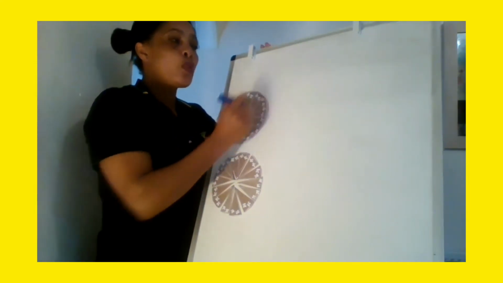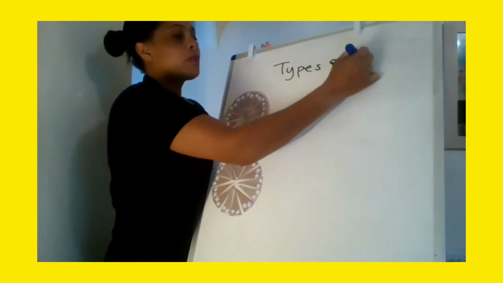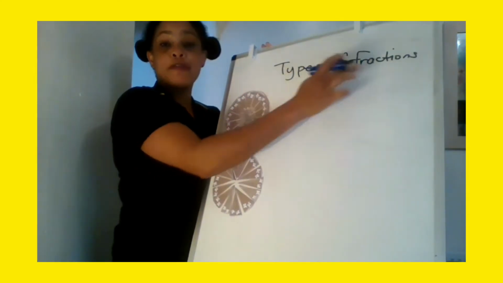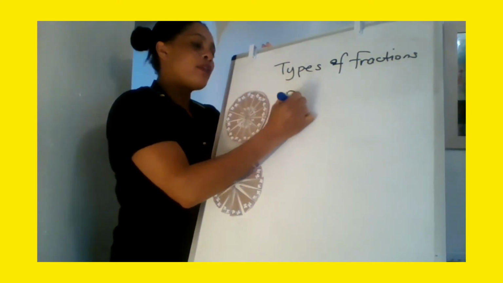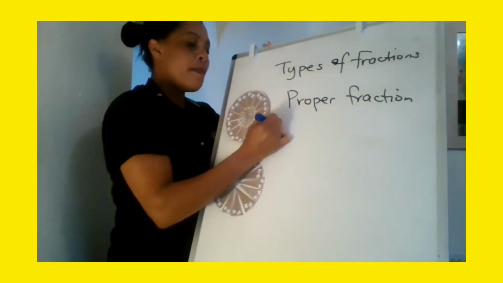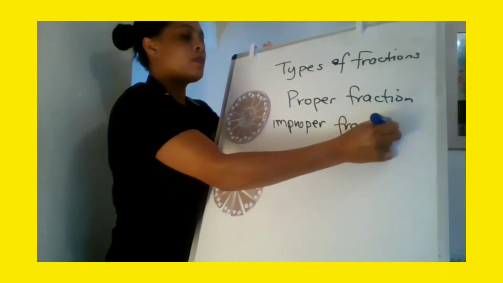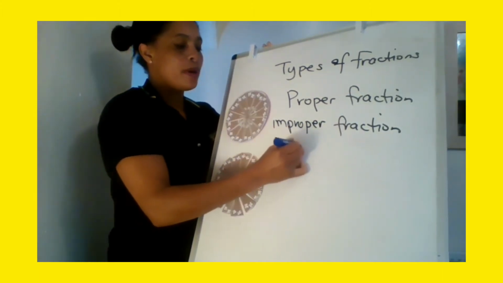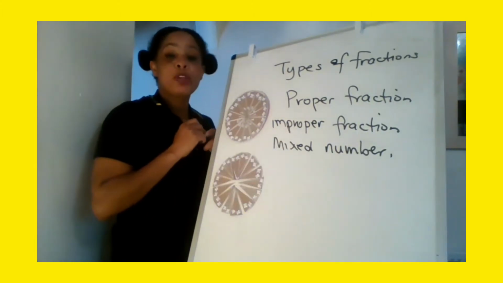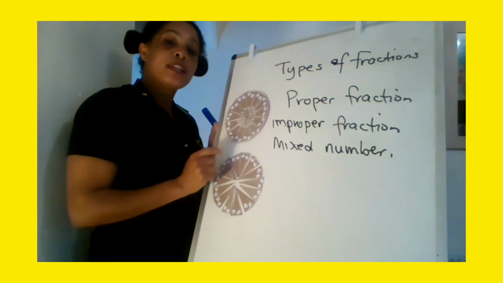In today's lesson, we're going to be talking about types of fractions. So our topic today, types of fractions. We're going to be looking at proper fractions, improper fractions, and mixed numbers. So the 3 types of fractions we're going to be looking at today are proper fractions, improper fractions, and mixed numbers.